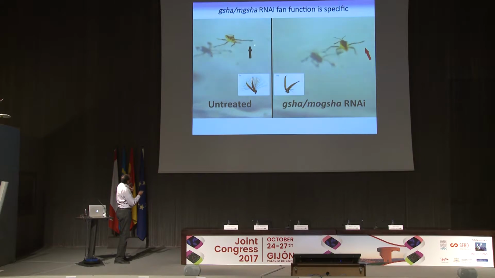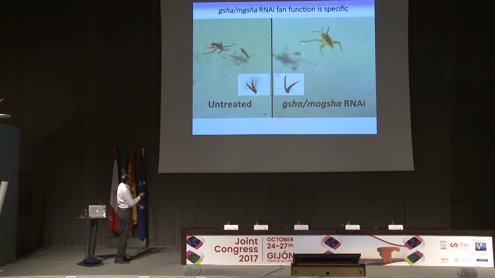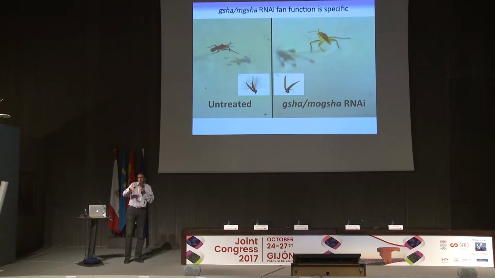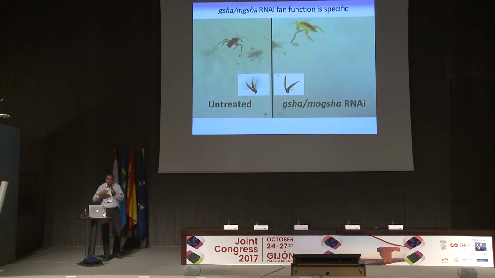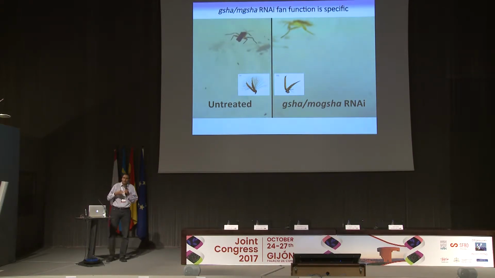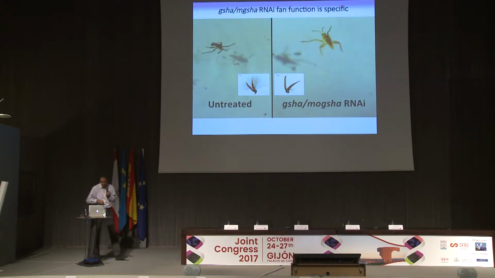So here, you see it deployed. And the RNAi animals will do exactly the same thing, except that they don't have anything else. All you see is the little claws coming out. This is also very important because it means that the RNAi experiment affected the fan, but it didn't affect the muscles that move the fan, and it didn't affect the nerves that are important for moving the fan.